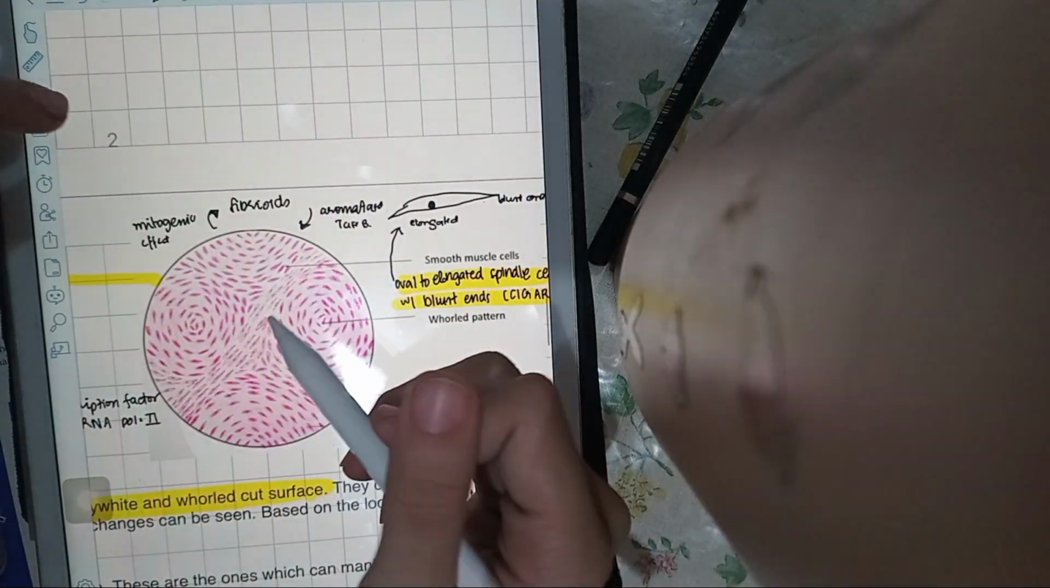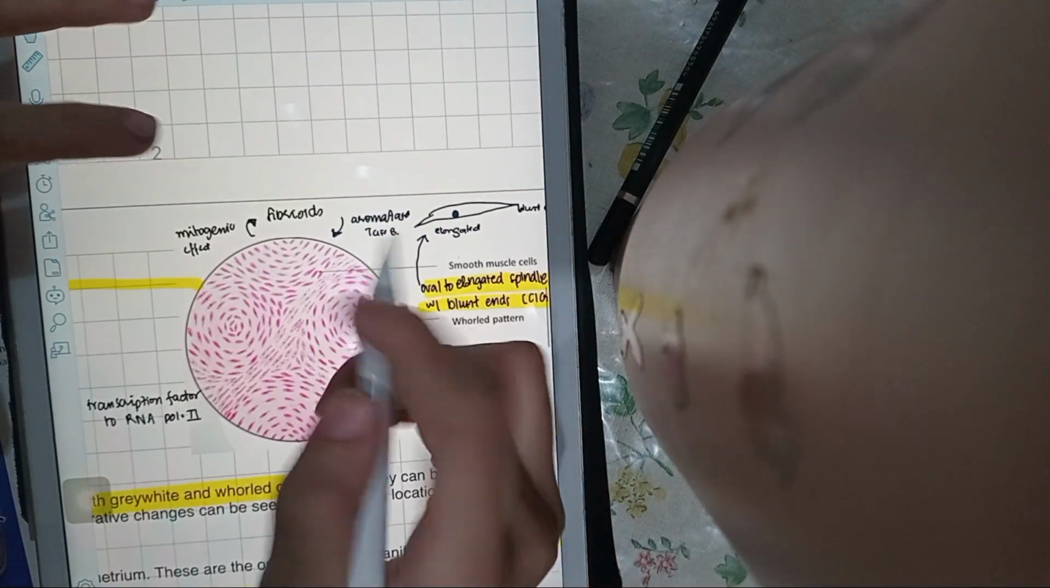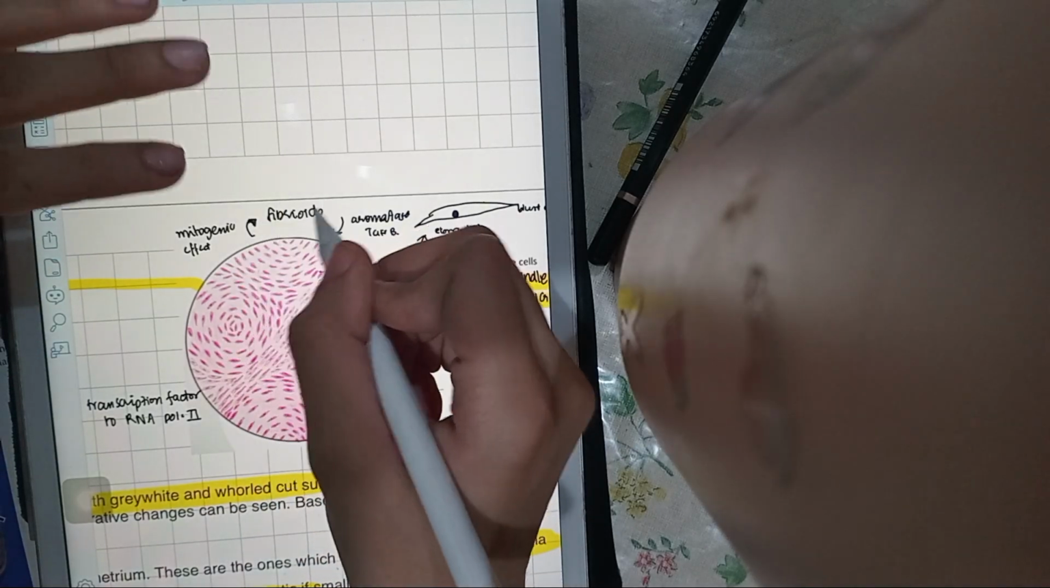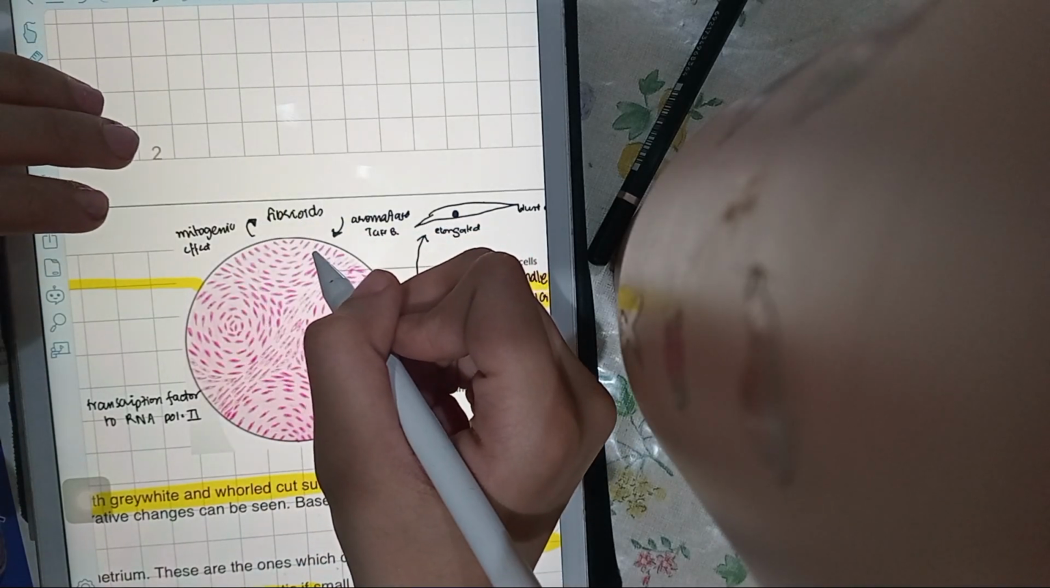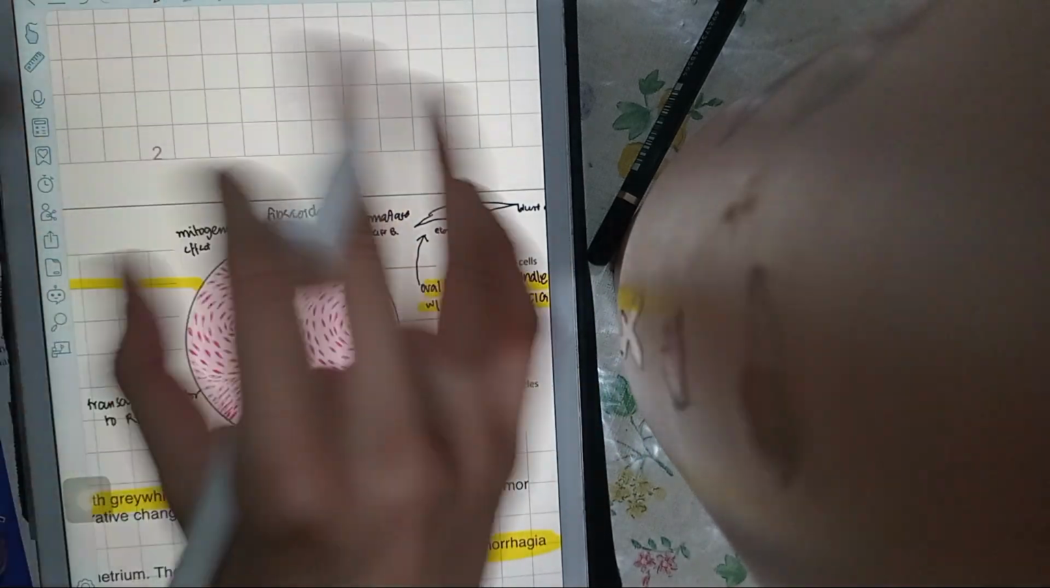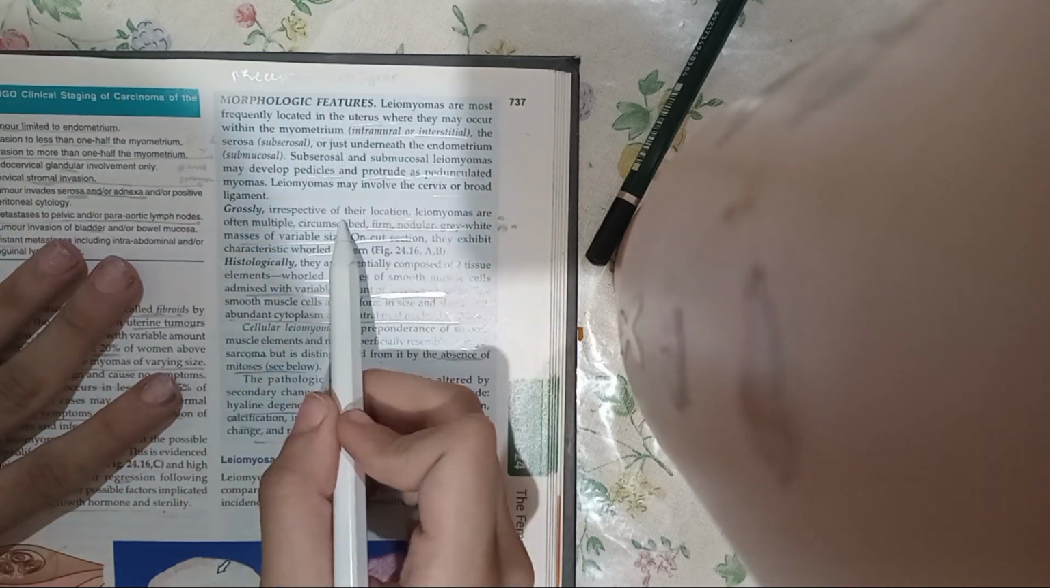Another important thing is the mitogenic effect. It produces a mitogenic effect and more fibroids are produced, which in turn produce more aromatase enzyme and TGF beta, and basically it's a positive feedback cycle. Anyways, let's move on to what the book has to say. What you need to remember are the microscopic features, the gross and histological features. These are really important. Never miss them out.